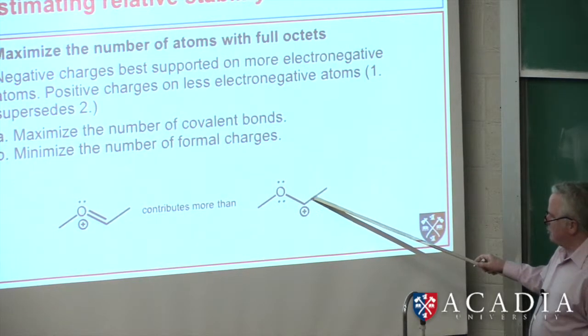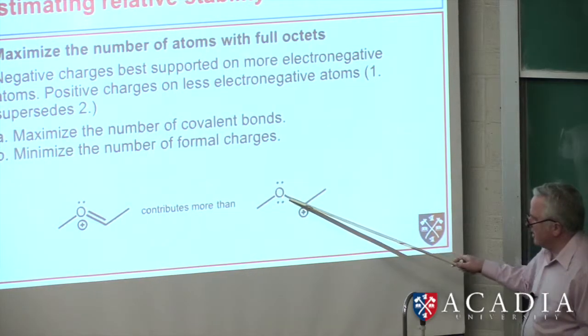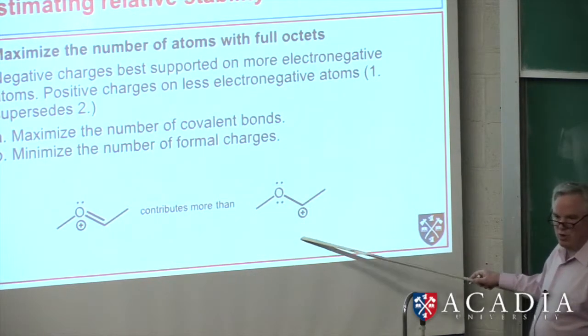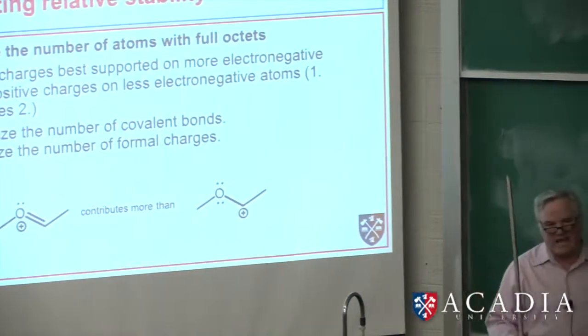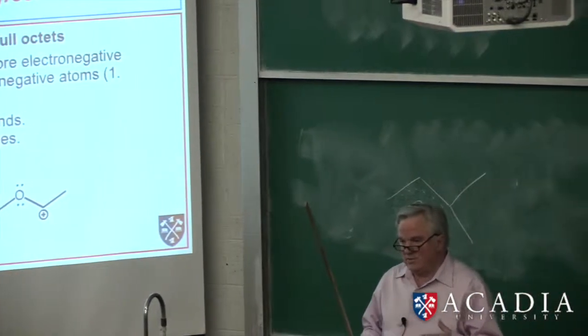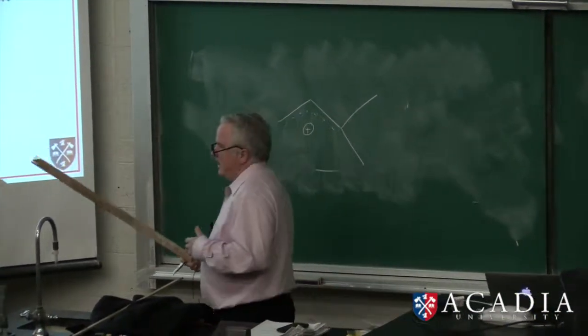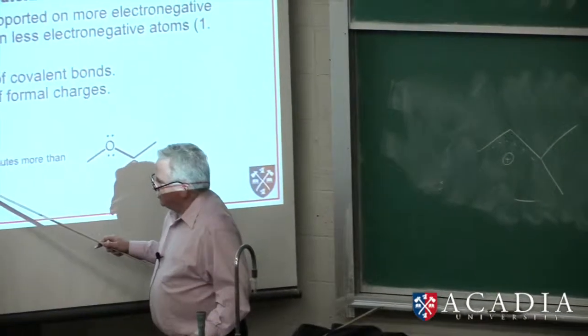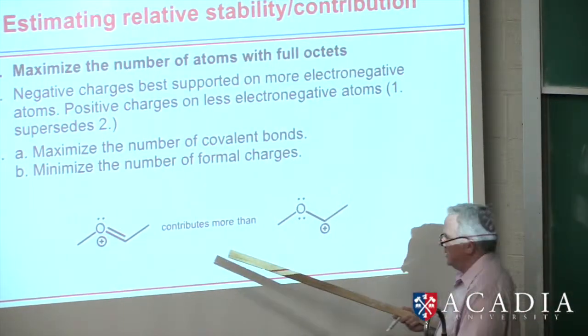So we get 2 electrons in this carbon-carbon bond, 2 electrons in this carbon-oxygen bond, and we would have 2 electrons in a carbon-hydrogen bond and an empty p orbital. We say that that carbon is electron deficient in terms of the octet rule because we only have 6 electrons near it. In this resonance structure, it has a full octet. So we say that this one would contribute more than this one.